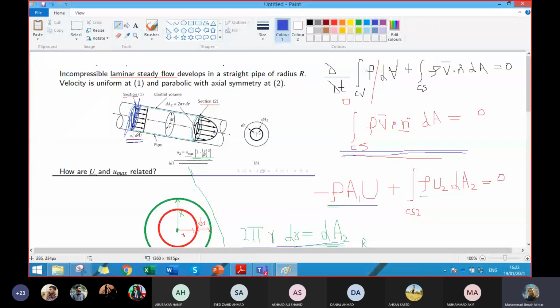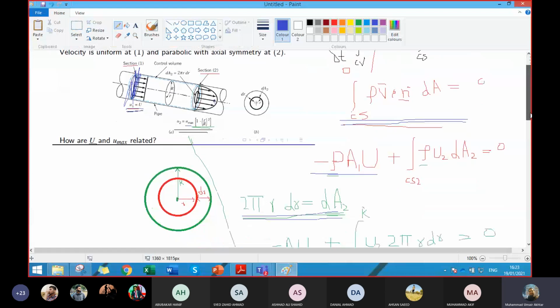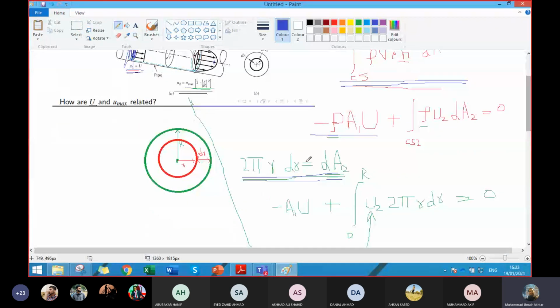We see that the second control surface is a function of the radius and the velocity is also a function of the radius, so we need to solve it in integral form. So we inspect the area, we see how the area is varying with radius r, we develop that function here, and then we write the velocity function and we solve this. After solving, we get to know that the maximum velocity is related two times to the inlet velocity. Clear? Yes, sir. Okay.